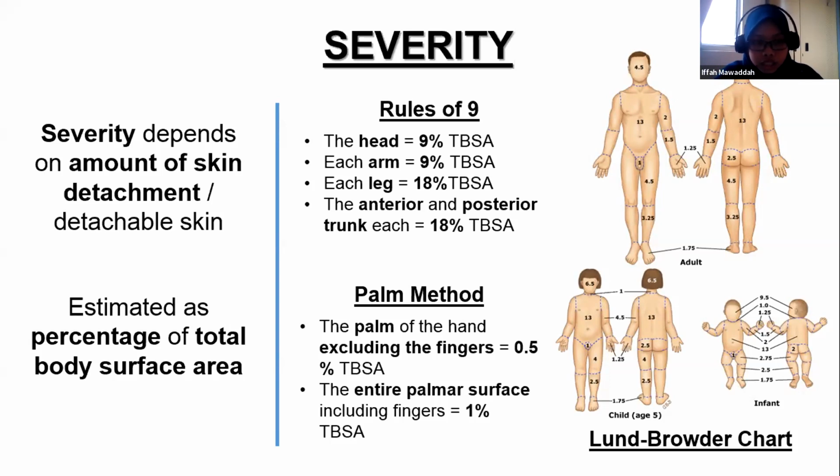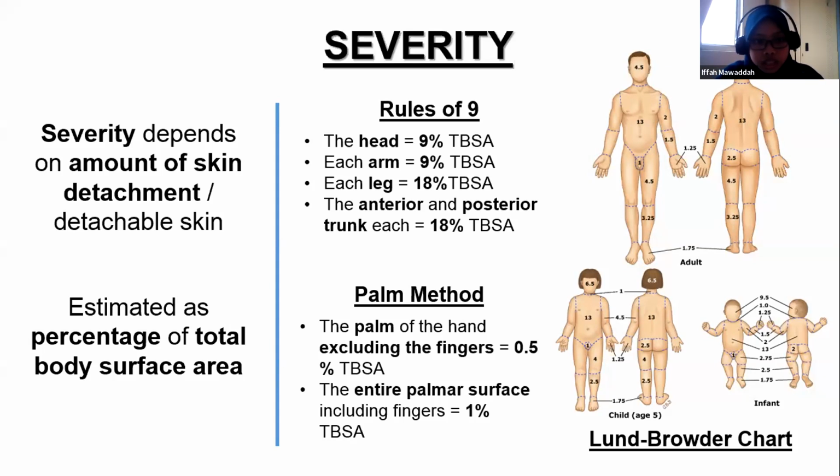For Lund-Browder chart, this chart is usually used to estimate percentage of burn skin involved in burn injury. So the number for specific part of body skin shown in this picture refers to the percentage of body surface area involved. For example, in infant, if the skin detachment involves whole face, so the estimated body surface area is 9.5%. If it involves whole trunk of the body, means that 13% of body surface area is involved, and so on. Right. And the second method is using rules of 9.